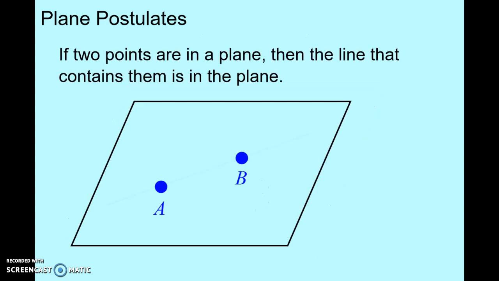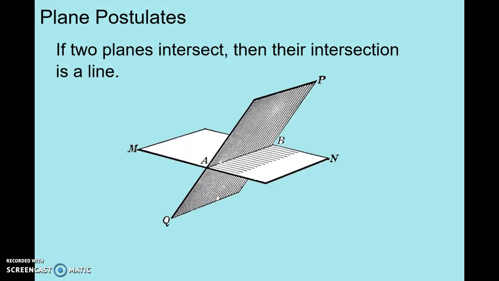The next postulate also is talking about planes, and if there are 2 points that are lying in a plane, are contained by the plane, then the line that contains those 2 points is also in the plane. The next postulate, if 2 planes intersect, then their intersection is a line. The points that are in common are all the points that are shown that go from endpoint A to endpoint B. Now, what's shown is a segment, but you know that if you extend it in both directions, that is actually a line.